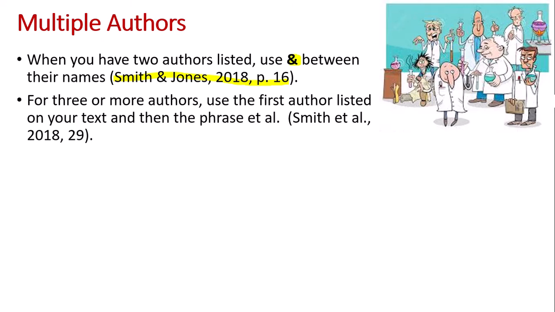If you have three or more authors, you list the first author who is listed on that study or that article, and then you use the phrase et al., meaning and all the others, or and all the rest, and then the year, and then the page, the same way you do with the basic citation.